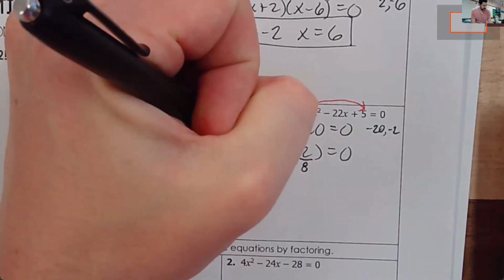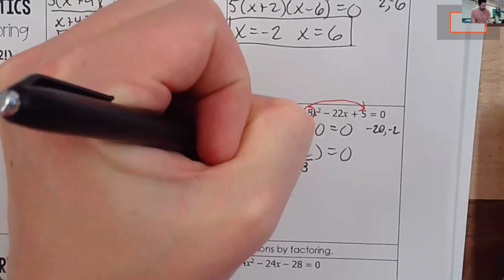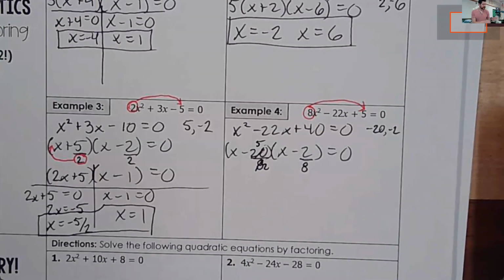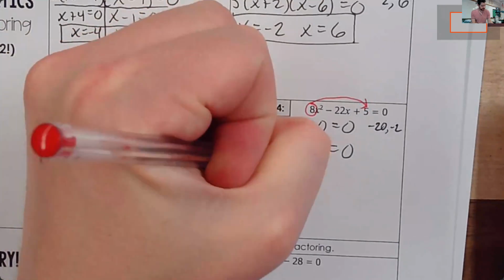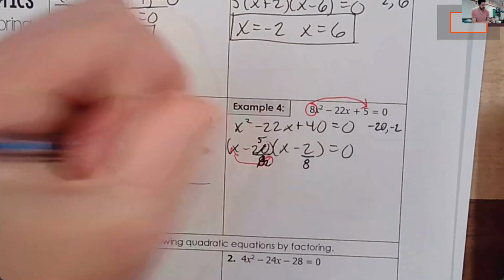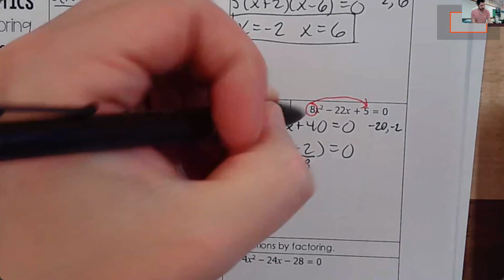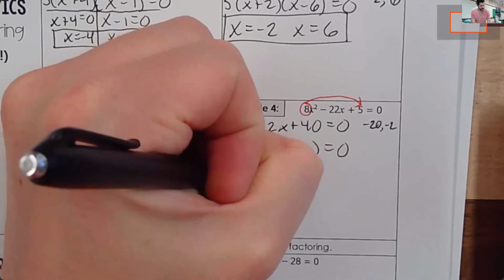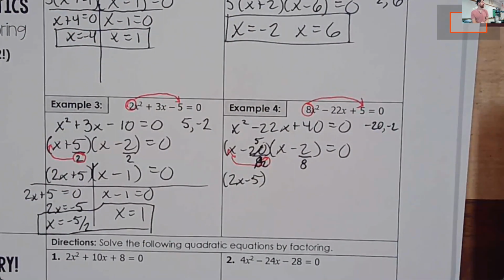So 5 over 2, so that's a 2. This becomes a 5, which means we are sliding the 2 in front of the x, which will give us 2x minus 5 after we reduce that. 2 over 8 reduces to what?